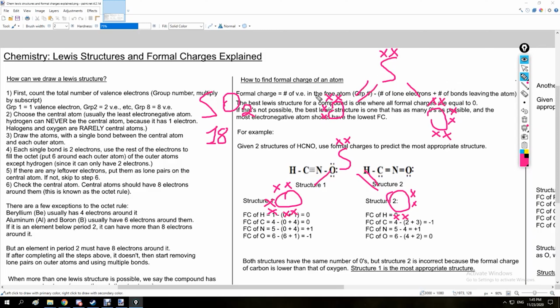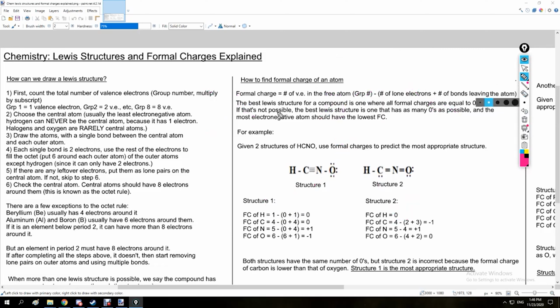But actually, no, both bonds are the same length, between the length of a single bond and a double bond. So longer than a double bond, but shorter than a single bond. So that's why we have resonance structures.